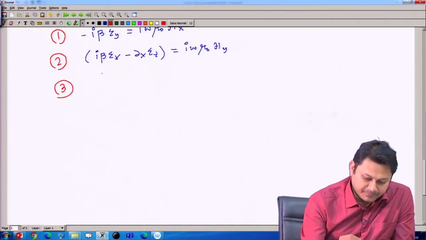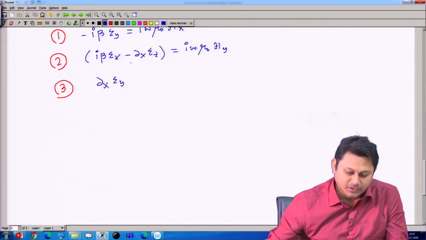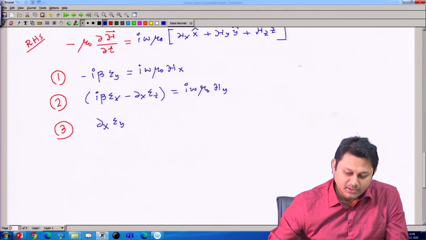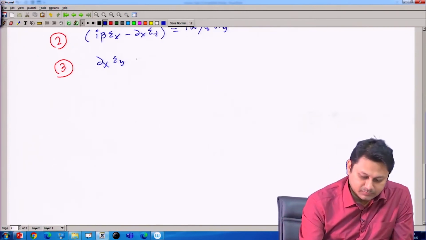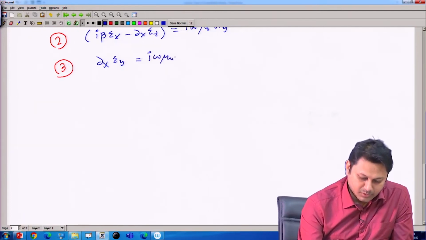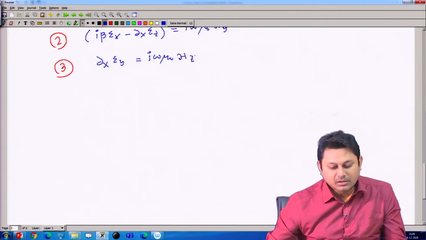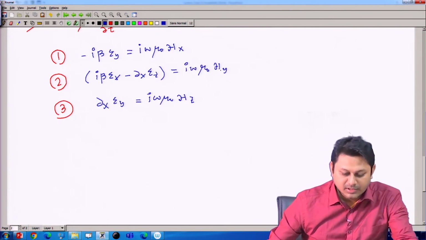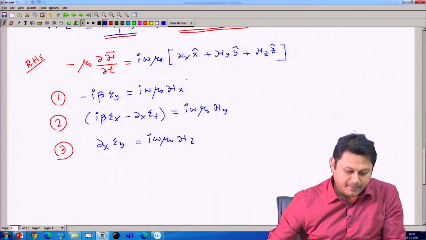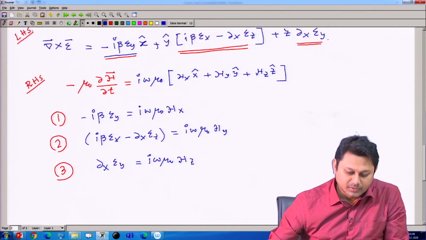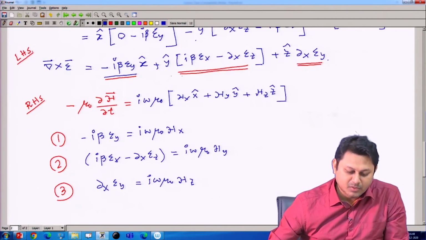So, for equation 3 I have del x E y, because if you remember it is del x E y, and here it is i omega mu 0 H z, which should be equal to i omega mu 0 H z. So, I have 3 components, related to the x component, y component and z component. I get these 3 equations by just equating the x, y and z components of this equation.